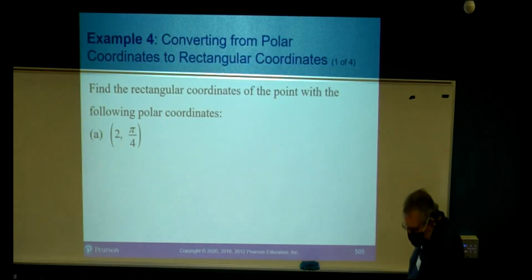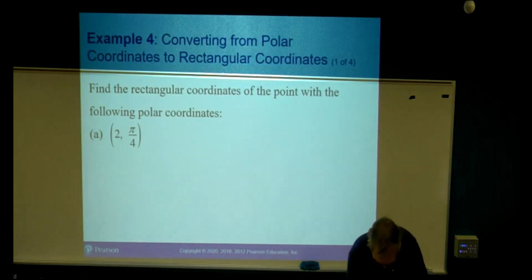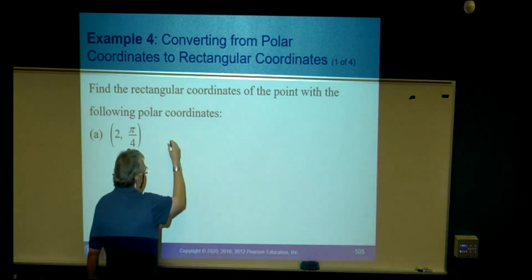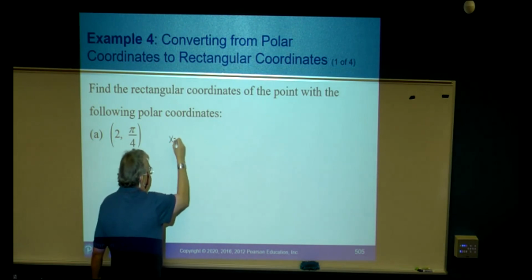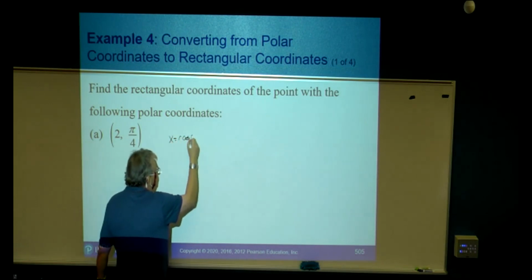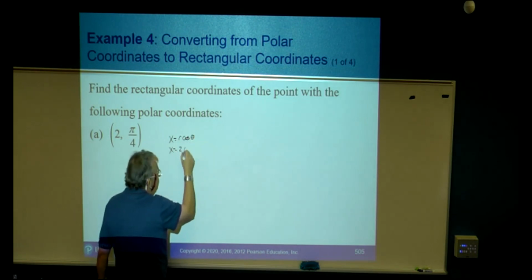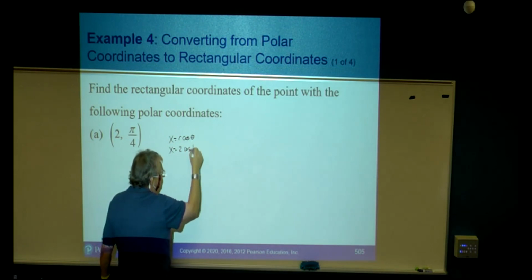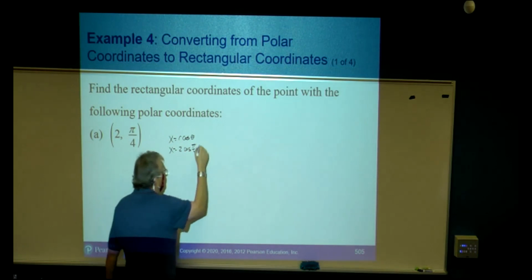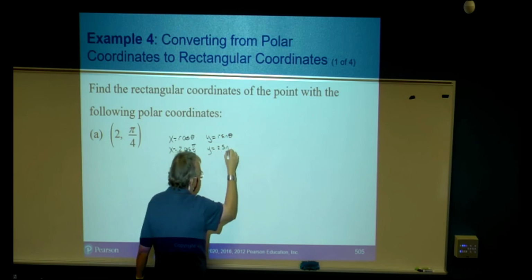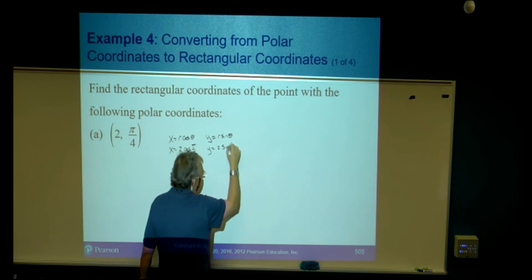Okay. So on this one, sine and cosine of pi over 4. So the x is our r cosine theta. So the x is going to equal 2 times the cosine of pi over 4. And the y will equal our r sine theta. So y is going to be 2 times the sine of pi over 4.